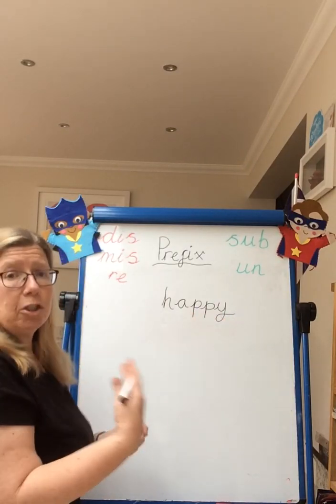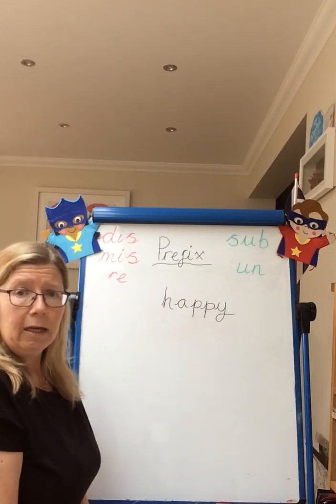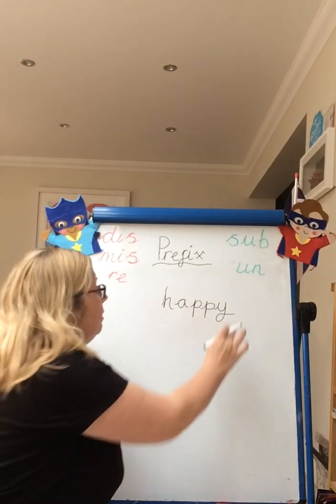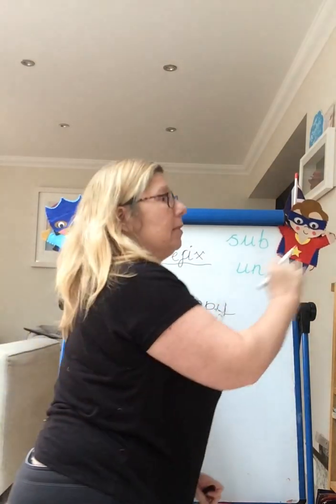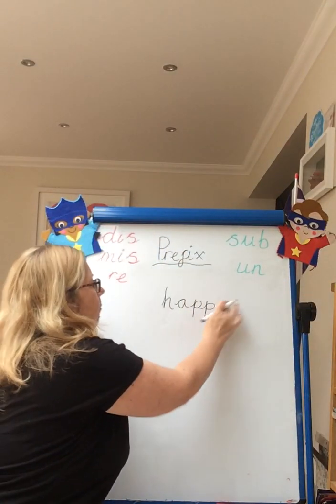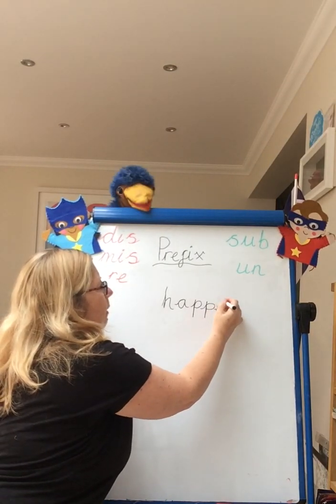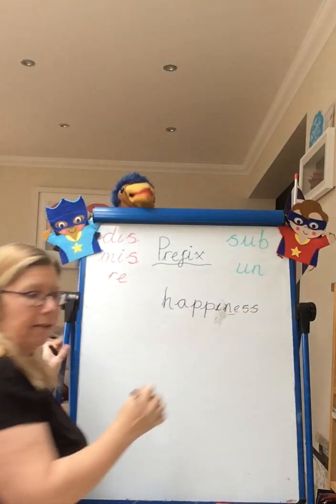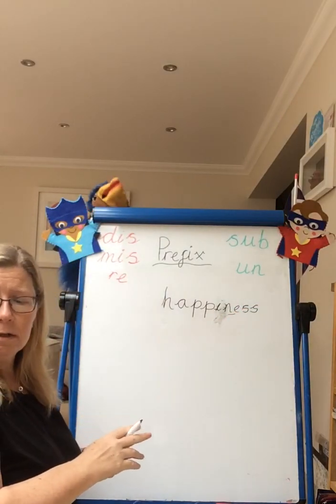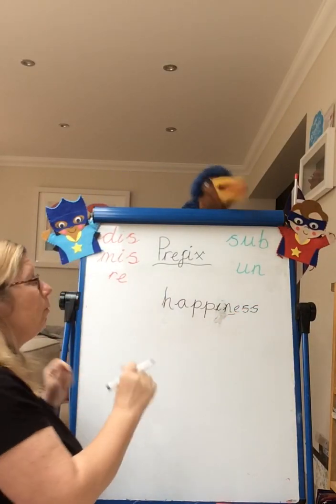Okay, so we might change our word. Instead of happy, we could add ness to our word. So our word would become, because we have to get rid of that. Oh, let me get something to rub that off. We have to change it to happiness. And there we have a suffix, okay, because we've added it on the end of the word.